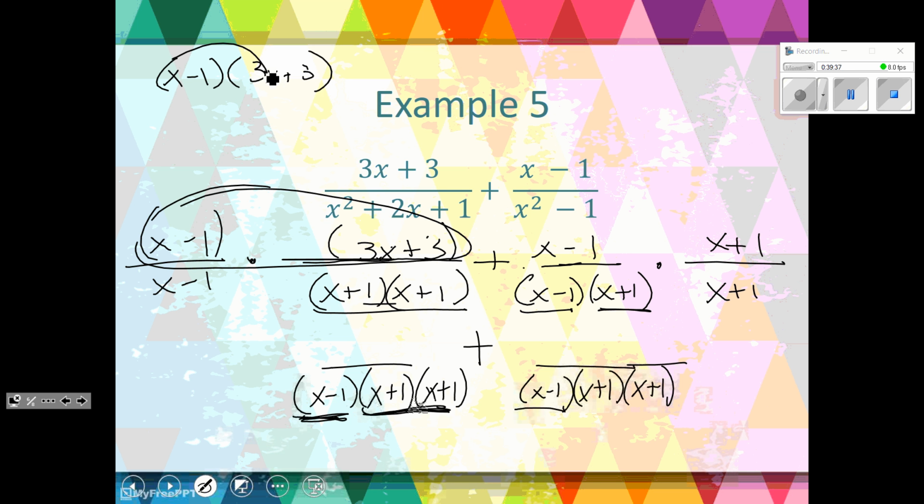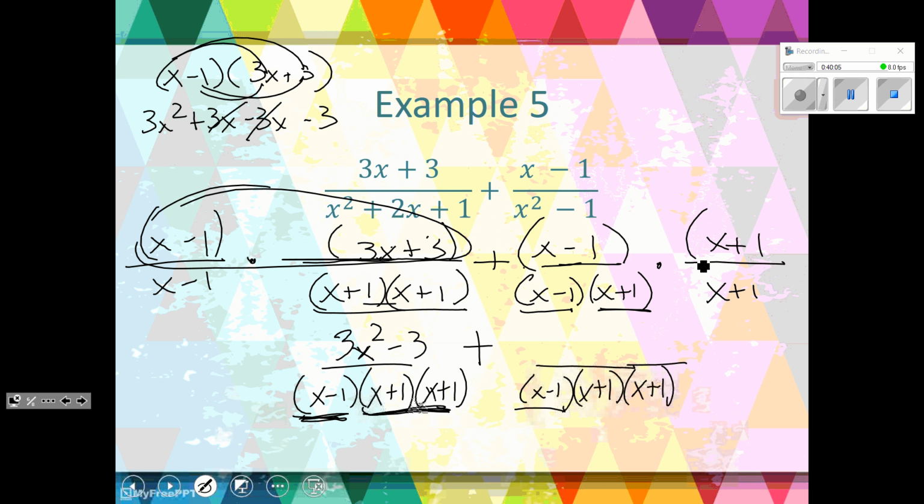So I'm going to distribute. 3x times x is 3x squared. x times 3 is 3x. Negative 1 times 3x is negative 3x. Negative 1 times 3 is negative 3. What happens to my middles? They cancel. So 3x squared minus 3 is what I got. Okay? I need to do the same thing over here.